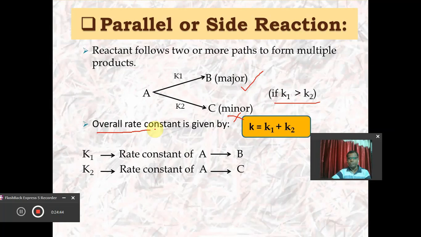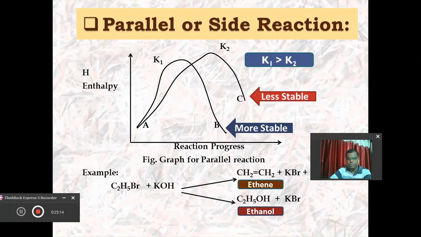But the overall rate constant for this side reaction or parallel reaction is the sum of the rate constant of formation of the major product plus the rate constant of formation of the minor product. So whenever you take the sum of these two rate constants, you will get the overall rate constant for this parallel or side reaction. I already told you K1 is the rate constant of conversion of A into B, and K2 is the rate constant of conversion of A into C. So this is very simple.